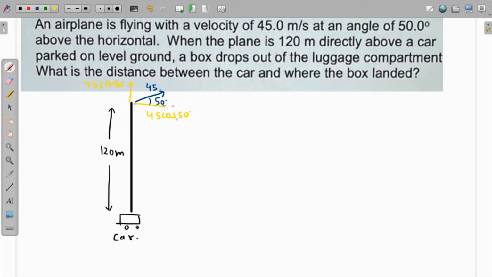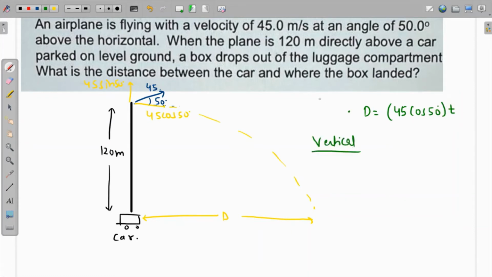Definitely we have to find what is the horizontal distance from here. So we already know the horizontal velocity. So horizontal distance will be what? Horizontal velocity times time. So d will be equal to the horizontal velocity, which we have made components as 45 cosine of 50 times time. So the time is the only thing which we need to find, right? And that's where we use the vertical motion.